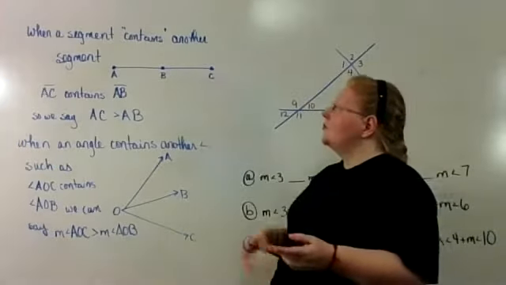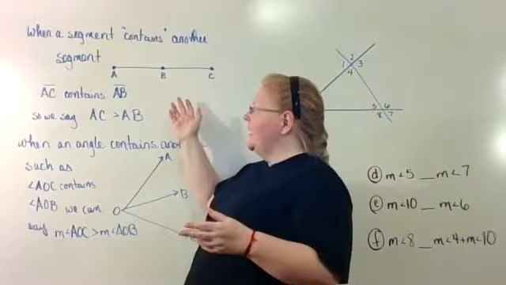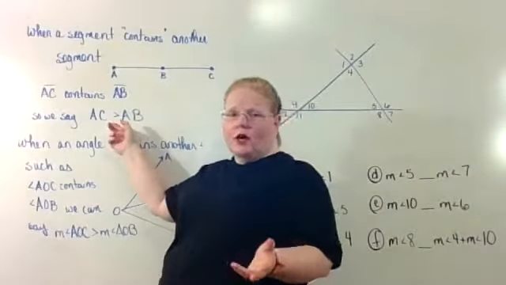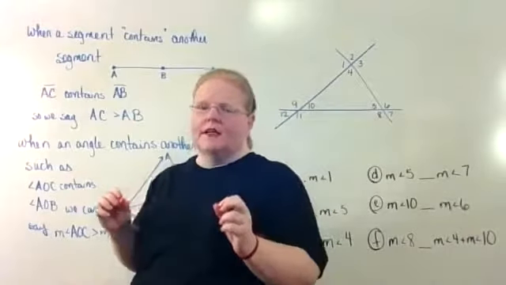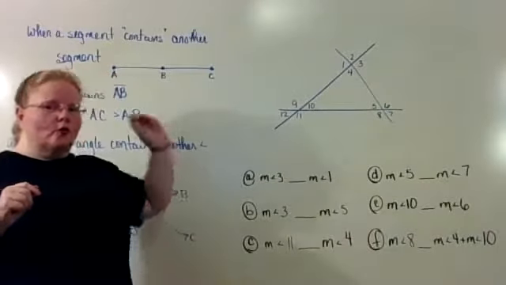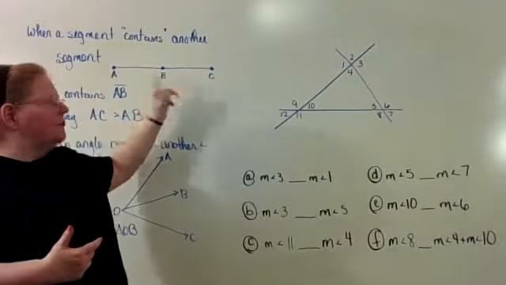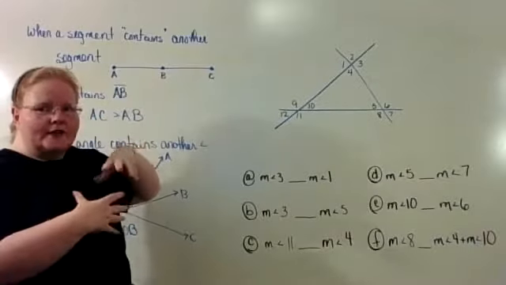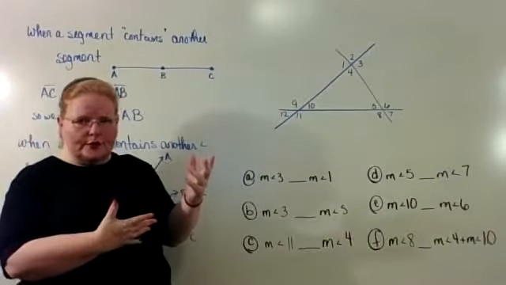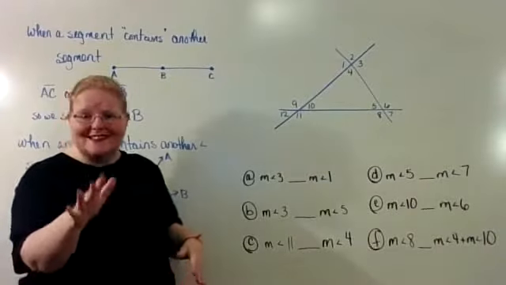So, for example, when a segment contains another segment, we use the word contains. When that happens, that means that we can then ascribe an inequality to that. But it has to contain it because we have to have that kind of fact-based information. So what I mean by contain is, AC is there, but AB lies inside of AC. It has to be inside of it in order to be contained by it. It's kind of like it holds on to it, it cradles it, it comforts it, it makes it feel good. Okay, maybe not all of that, but it does contain it.